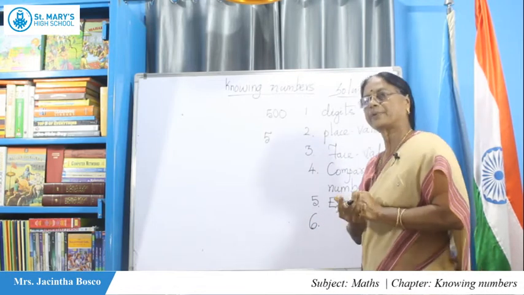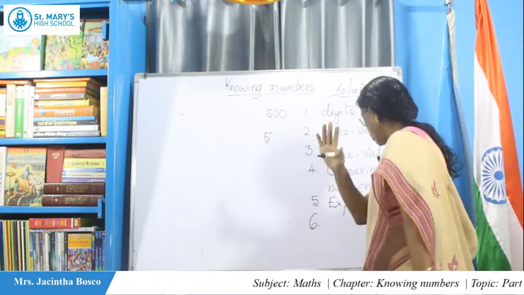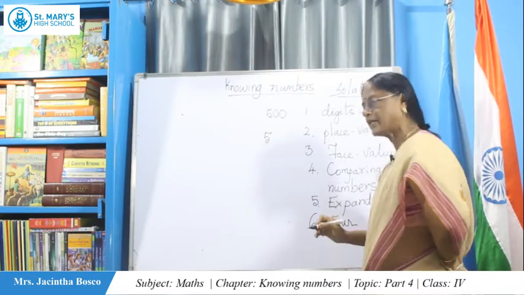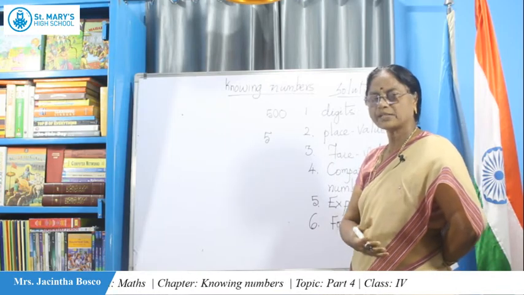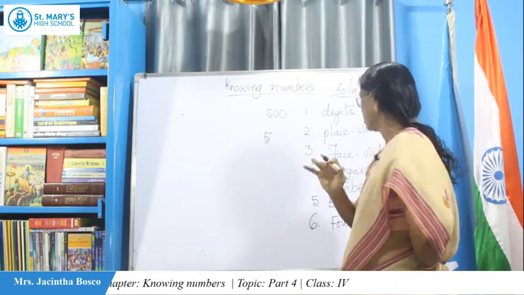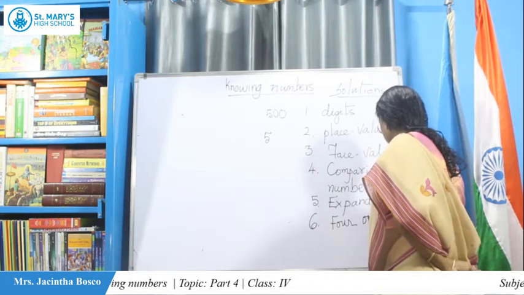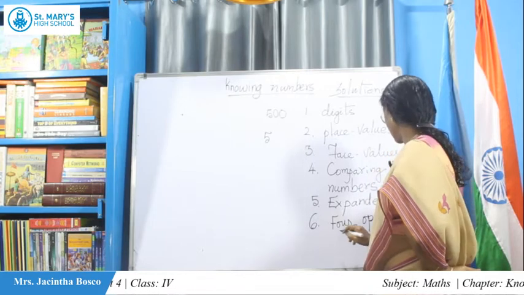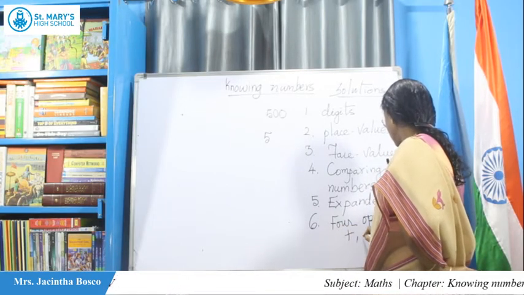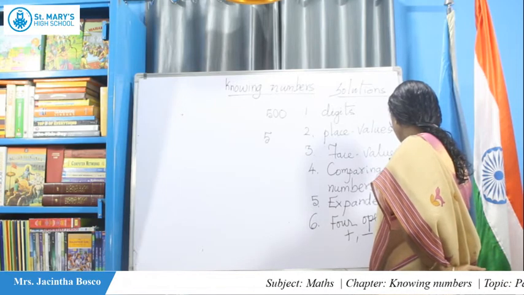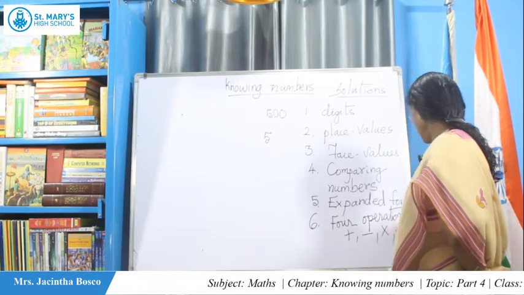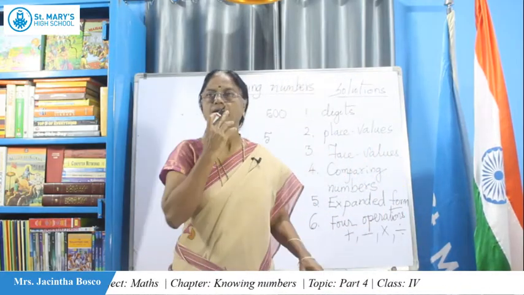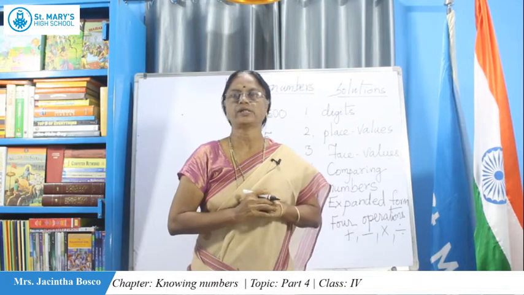What type of operations do you do with the numbers? 4 operations. What are the 4 operations? It may be addition, subtraction, multiplication or division. 4 operations. It is not one operation, okay? Plus, minus, multiplication and division. So, these are the 4 operations you can do in your knowing numbers.